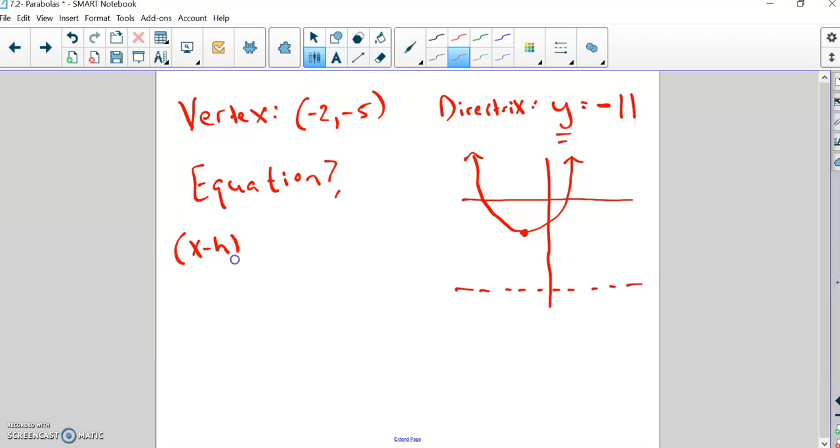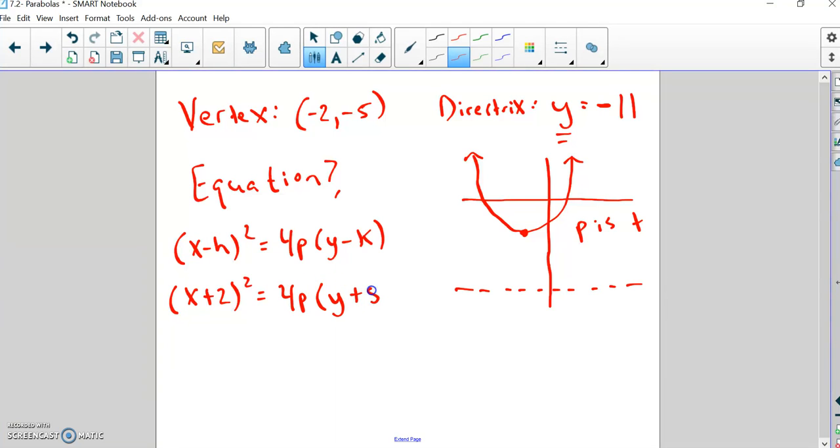(x - h) squared equals 4p times (y - k). And I'm going to make a note here. In this case, p is positive because our parabola opens in the upwards direction. If I start plugging in some of this information, h is -2, so I'll have (x + 2) squared equals 4p. We'll go back and figure out p in a second.